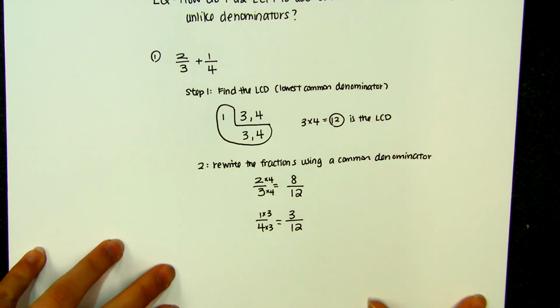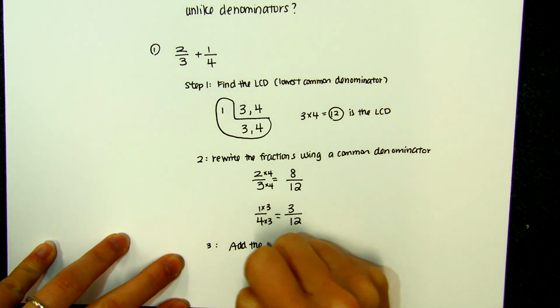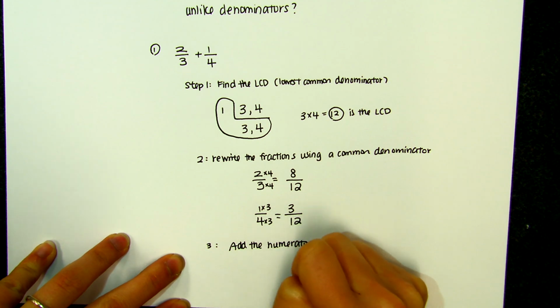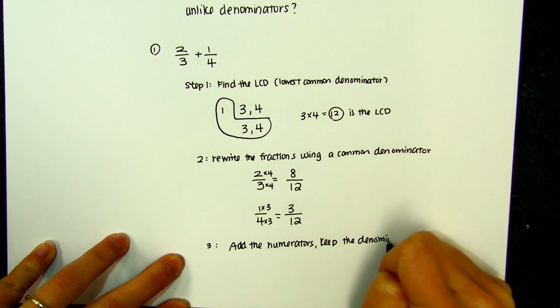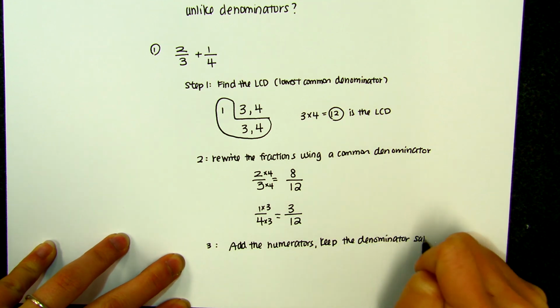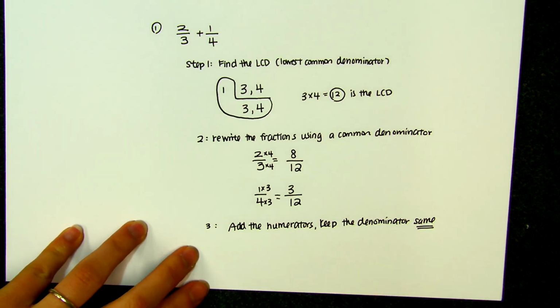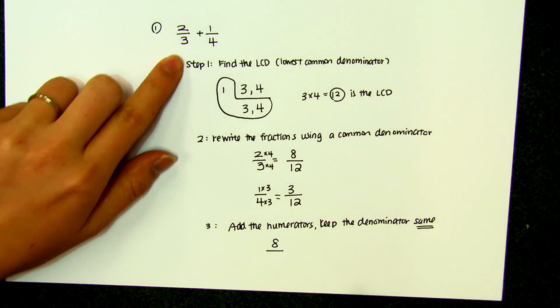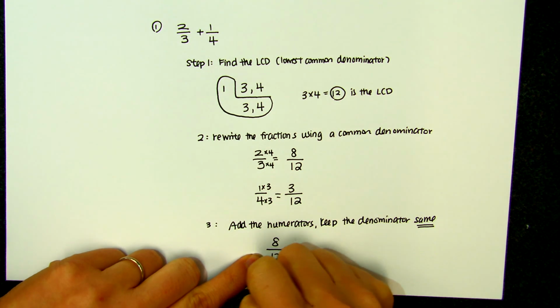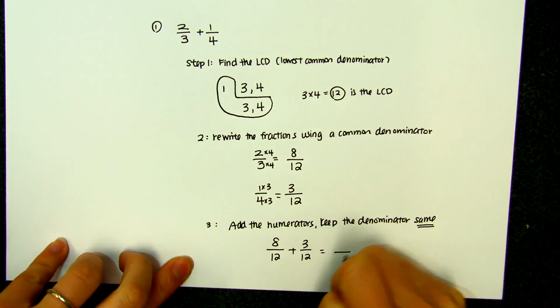Now, step 3. Now we need to add the numerators, but we keep the denominators the same. That's super important. The most common error is people adding the denominators as well. We don't do that. So I'm going to rewrite the fractions. Instead of 2/3 plus 1/4, 2/3 is now 8/12 plus 1/4 is now 3/12. The denominator stays the same, so that's 12.